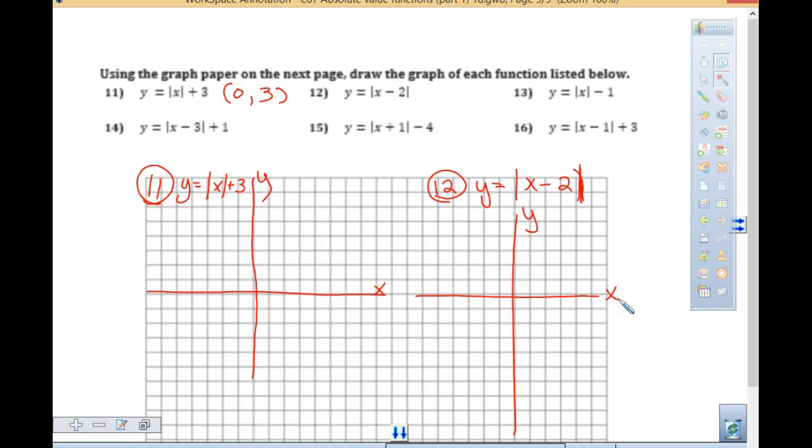So, what was my vertex in number 11? It was 0, 3, right? And now I'm going to have a positive slope, and I'm going to have a negative slope. This is a piecewise function, right? There are still 2 pieces to that graph. It's just that we put it all in one. Okay? So keep checking those answers in the back as you are looking at them.